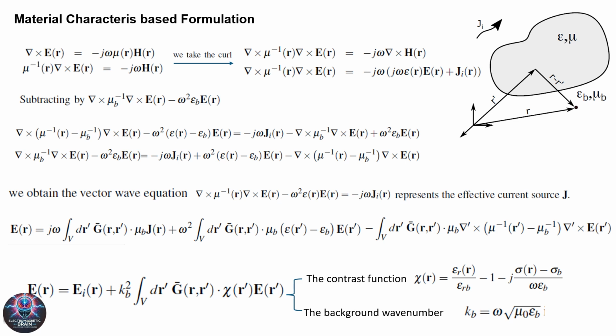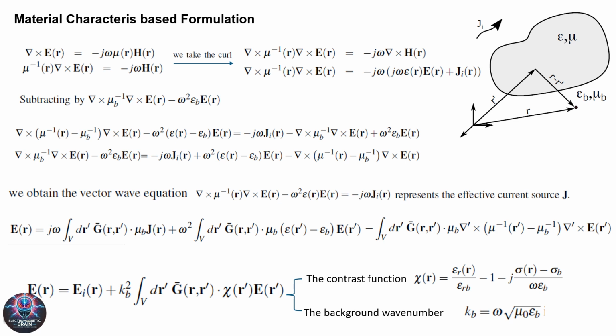Next, to derive the wave equation for E(r), we take the curl of the first equation shown for E(r) and substitute the expression for the curl of H(r) from the second equation. This gives us the wave equation you see, which includes both the electric field E(r) and the induced current source J. Now, to simplify this and isolate the effects of the material properties, we subtract the corresponding background equation, which assumes the permittivity and permeability are constant, epsilon_b and mu_b.